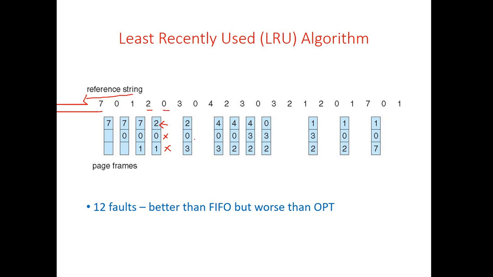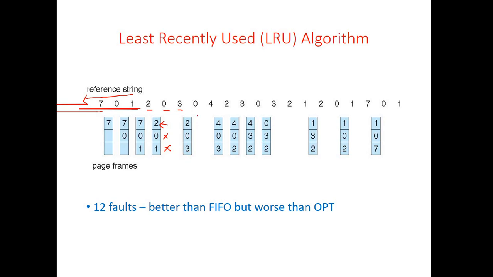Next, 0 is available in the physical memory, no page fault. 3 is not available in the physical memory, so a page fault occurs for 3. To replace a page for 3, we again refer to the list of pages accessed previously, 0 to 1. So 1 will become the target page for replacement. So 1 is replaced by 3.